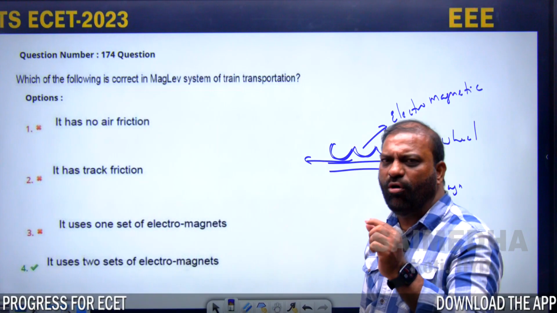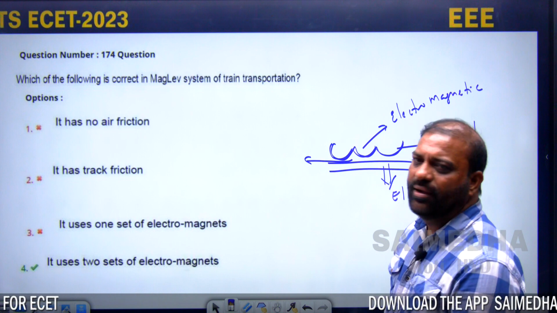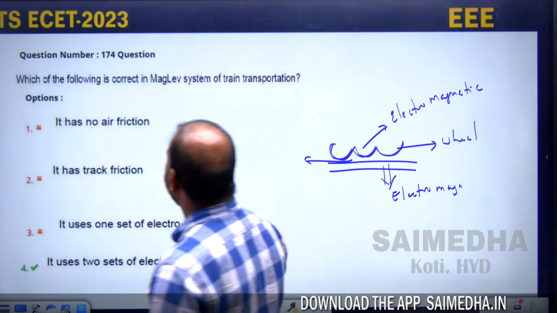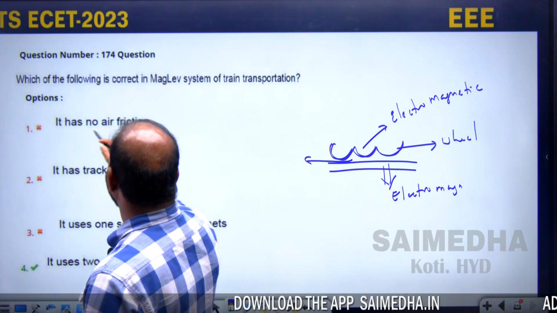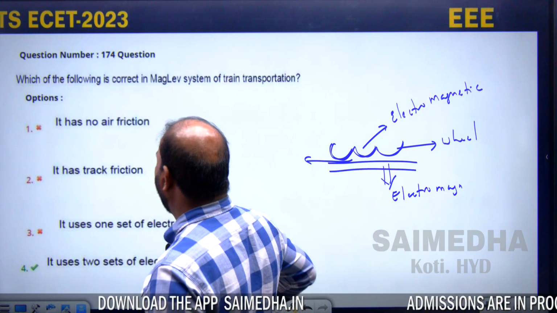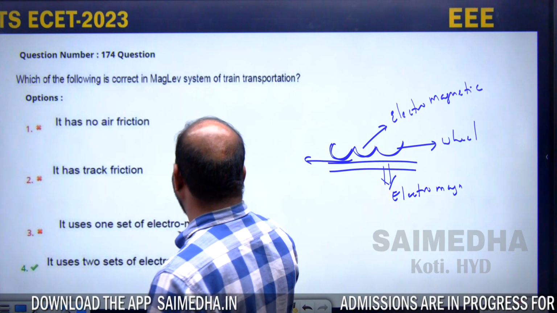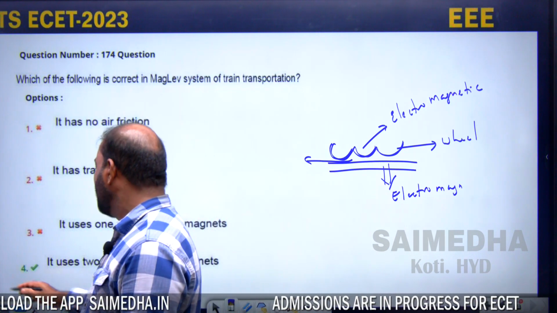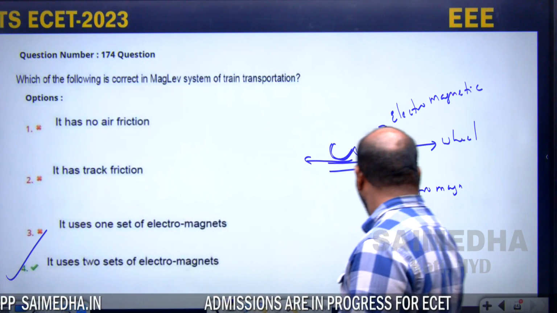There is a small gap between the track and the wheel of the train in a magnetic levitation system. Here it has no air friction. Friction is there actually, it has a track friction. It uses two sets of electromagnets. Option 4 is the right answer.